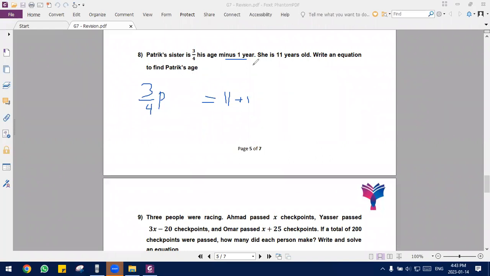And then 11 plus 1 is 12. Now 3 over 4p is equal to 12. So here p is multiplied by 3 over 4. Always, if you need to remove something next to the variable, you should do the opposite. So here, multiply by 3 over 4. So I multiply the whole equation by the opposite of this fraction, 4 over 3.